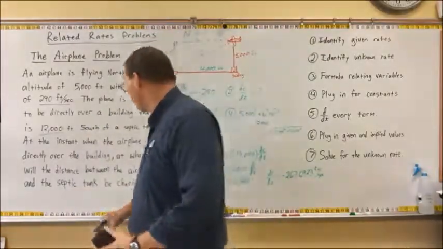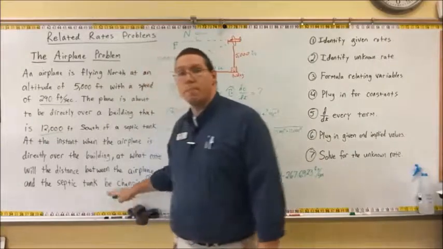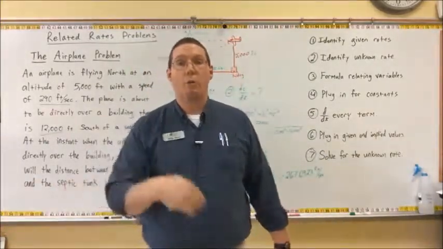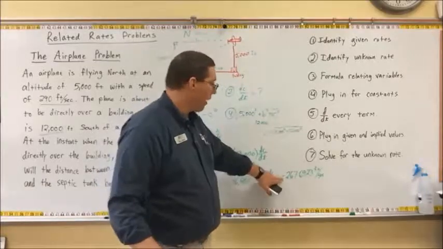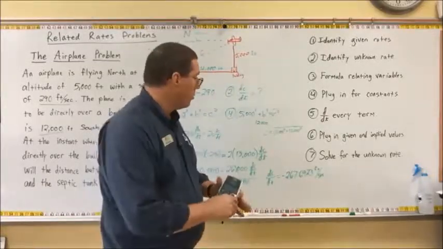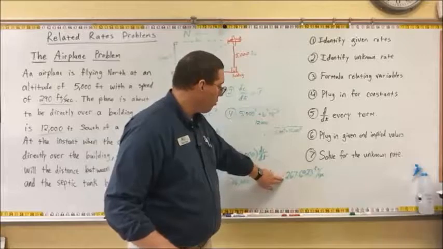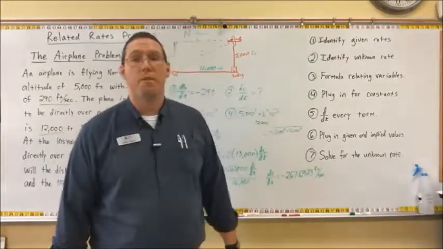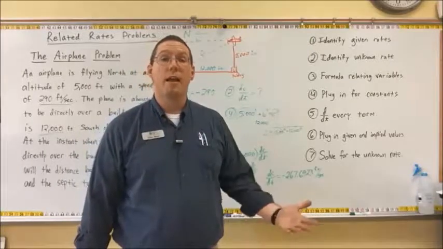Remember, all the negative means here is that it's getting closer. The negative needs to be interpreted in language, not written as a number. The negative means it's getting closer, so we would just say that the airplane is getting closer to the tank at the rate of 267.6923 feet per second, okay? And that's the airplane problem.